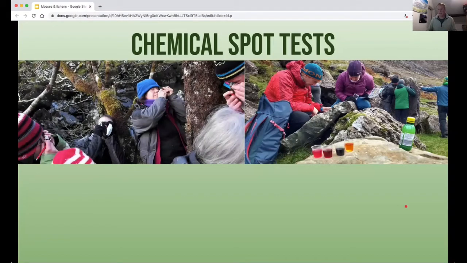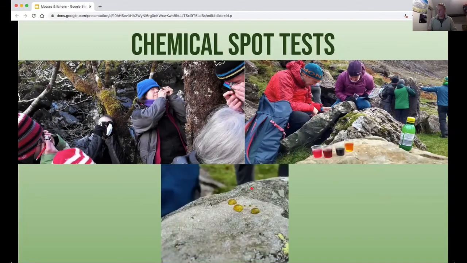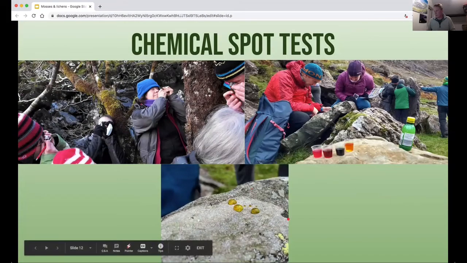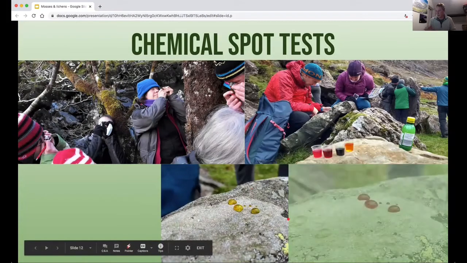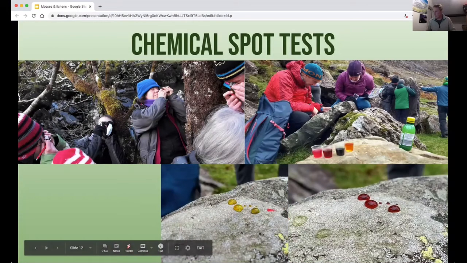This image is of some people looking at moss, not lichen, so you'd never be bringing the lichen up to your face like that, especially with the chemicals. But this was a spot test I did with a group last autumn, and you can see how the colour changed from yellow to red, whereas this didn't change colour at all. So the reaction of the compound was to change this chemical to that.